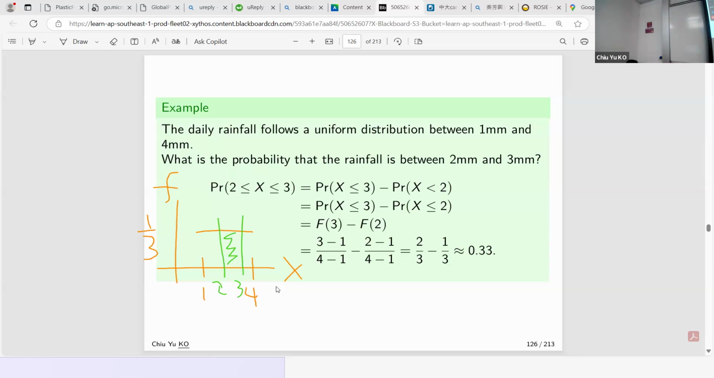So F of 3 will be 2/3. F of 2 would be 1/3, then it's still 1/3. One way or the other, because F of 3 is calculating this area, the red one. F of 3 is 2/3, the base is 2. And you can also calculate F of 2, which is this one. The difference, the red minus the blue, is the green. Either you do it one way or the other, it's no different. Is that clear?